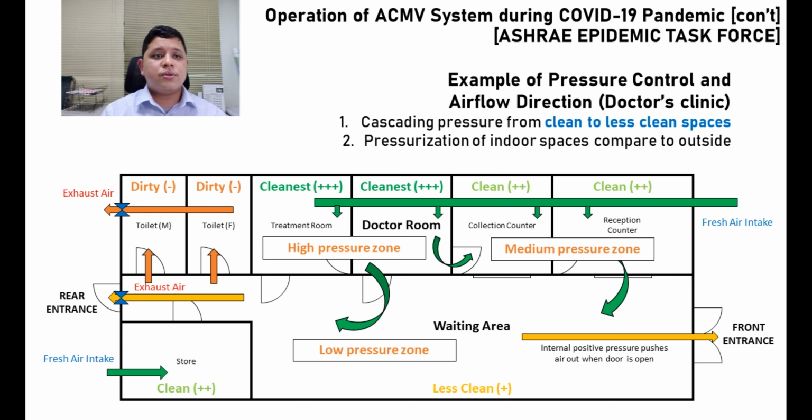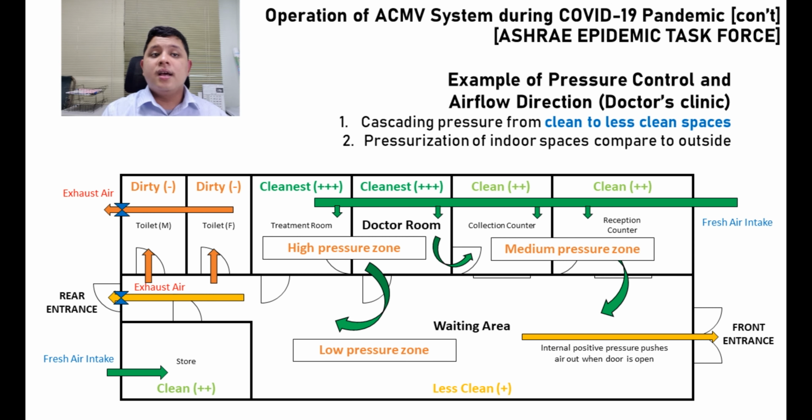To reduce the infection through air and protect the doctors and nurses, the air should flow from the highest pressure zone to the lowest pressure zone. An exhaust fan installed at the rear entrance will create a low pressure zone at the waiting area. This will create a pressure gradient between the doctor's room and the waiting area, resulting in air flowing out of the doctor's room into the waiting area. Makeup ventilation air enters through the fresh air intake duct and into the doctor's room.